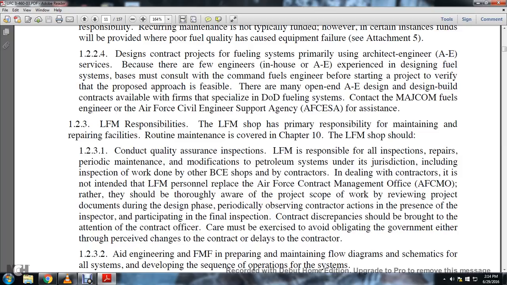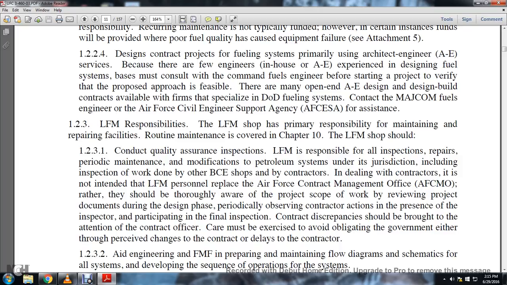In dealing with contractors, it's not intended that the liquid fuel farm personnel replace the Army Air Force Contract Management Office (AFCMO). Rather, they should be thoroughly aware of the project scope of work, review the project documents during the design phase, periodically observe the contract actions, and be present with the inspector participating in the final inspection. Contract discrepancies should be brought to the attention of the contracting officer.